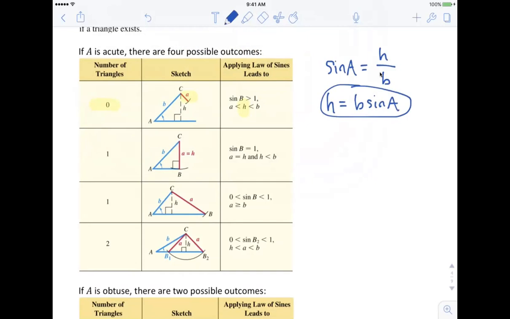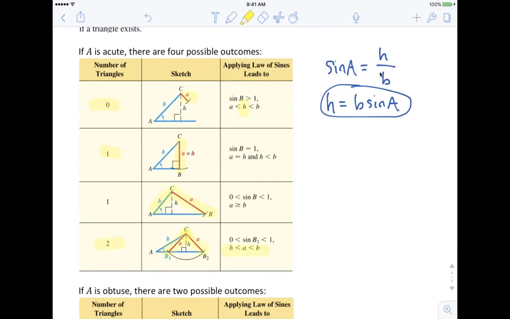Now, if a equals that exactly, in this next case, then you get exactly 1 triangle, because a is the height, as in that picture right there. Or if a is just bigger than b, so in this case a is larger than the side over here, b, then you'll get 1 as well, because there's no other possible way to draw the triangle. And then you'll get 2 if a is bigger than the height, but less than b. That's when you can do that swinging thing. You can actually draw 2 possible triangles.